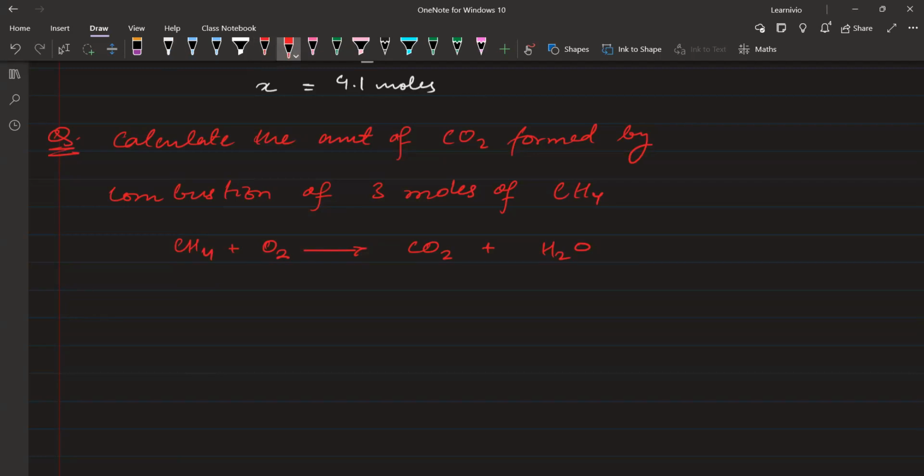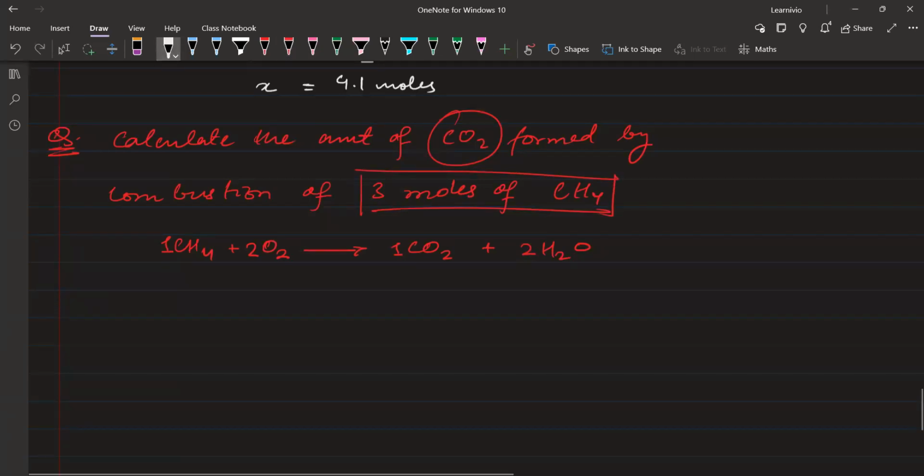1. 1. How many moles of O2? 2. 2. How many moles of CO2? 1. Then how many moles of H2O? 2. 2. Tell me, calculate how many moles of CO2 will be formed if I have 3 moles of CH4? 1.5.